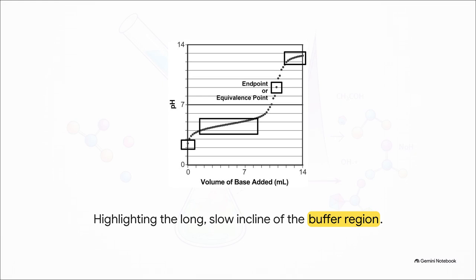Check out the boxed region on this curve. As that base, say sodium hydroxide, reacts with our weak acid, it produces water and a soluble salt, which is our conjugate base. Now, because we have significant amounts of both the weak acid and its conjugate base swimming around together in the flask, we've accidentally on purpose created a buffer system. That's exactly why you see this long, slow incline. The buffer is actively fighting off rapid pH changes.